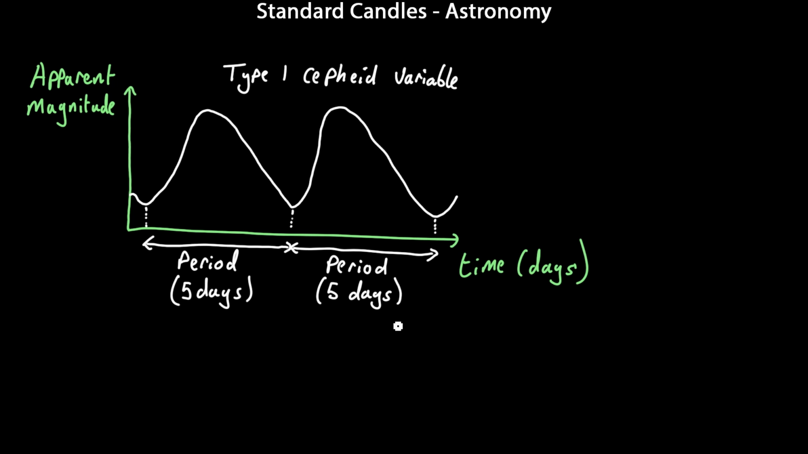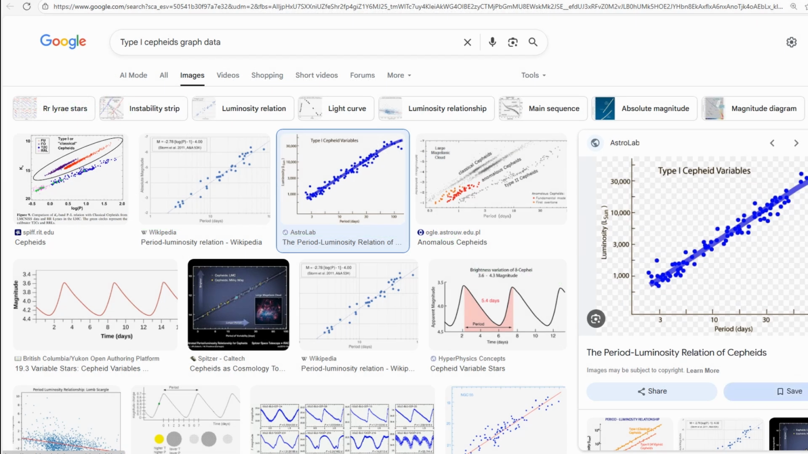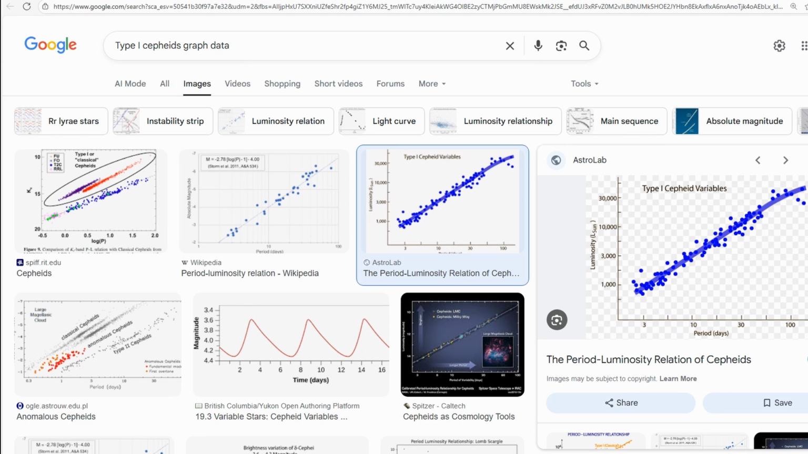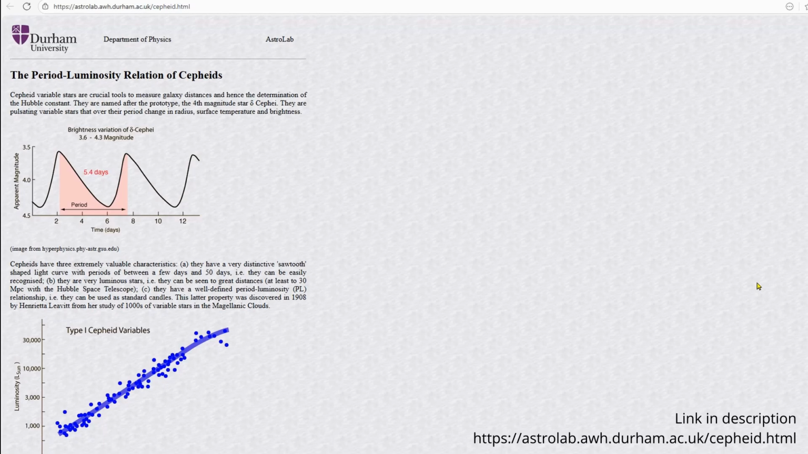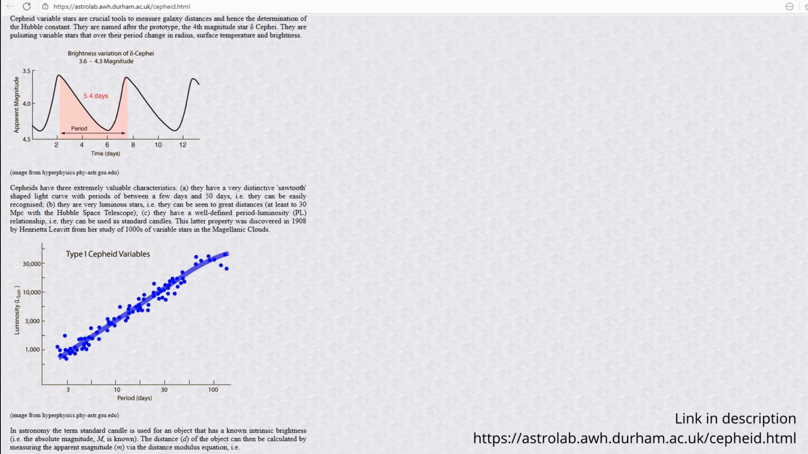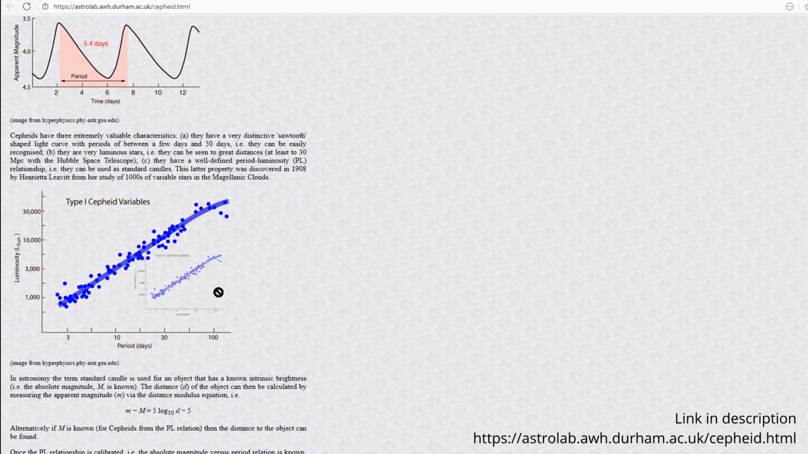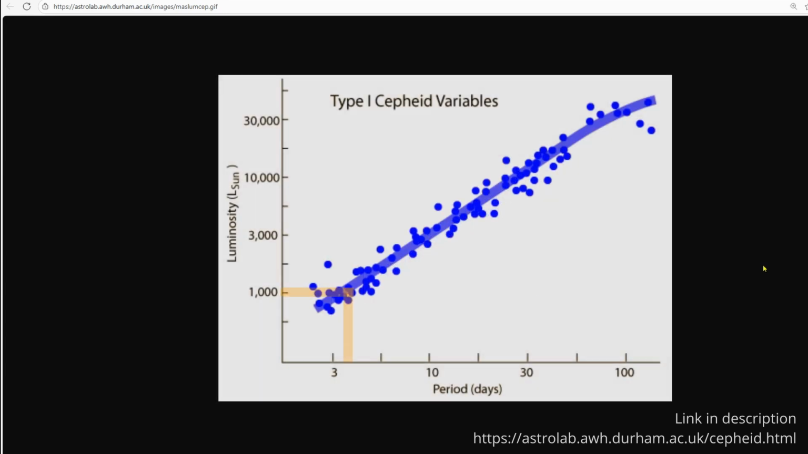Now another property of Cepheid variables is that all Cepheids of a given period have the same luminosity or power output. So if we were to measure two stars in separate parts of the sky, and these were type 1 Cepheid variables, and they both have a period in terms of apparent magnitude of 5 days, both these Cepheid variable stars will have the same luminosity or power output in watts.